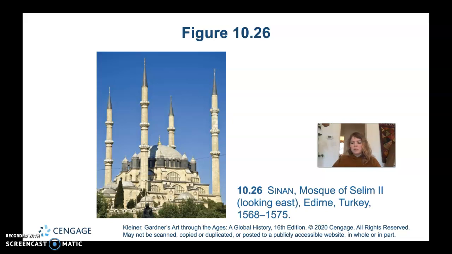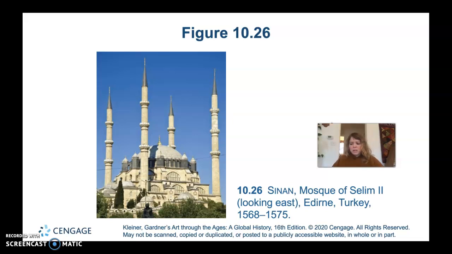So there's been plenty of times in the past where a big earthquake came through these areas of, say, Turkey, and a lot of the modern buildings fall, but these mosques are able to survive because they were built basically to be earthquake proof. So we'll take a look at the Mosque of Selim II.